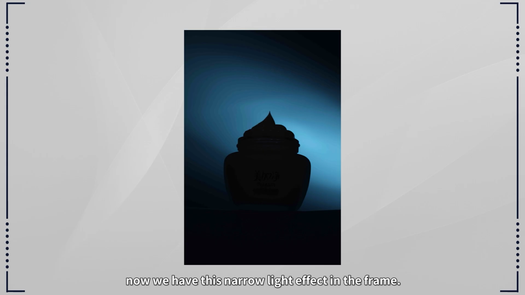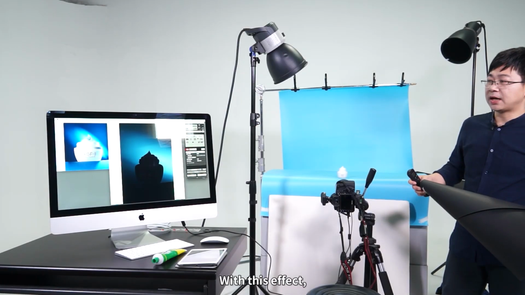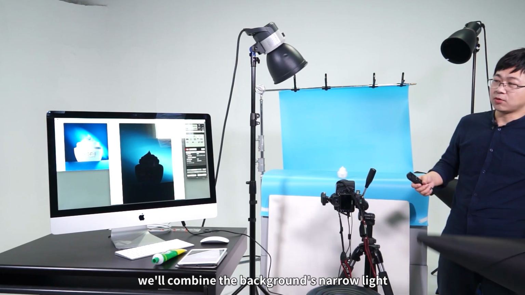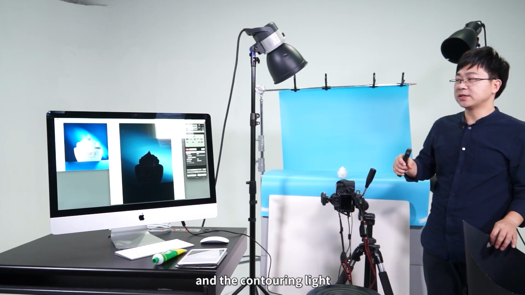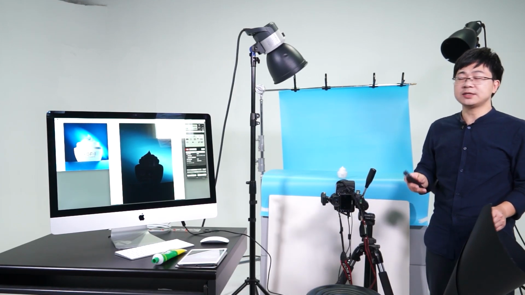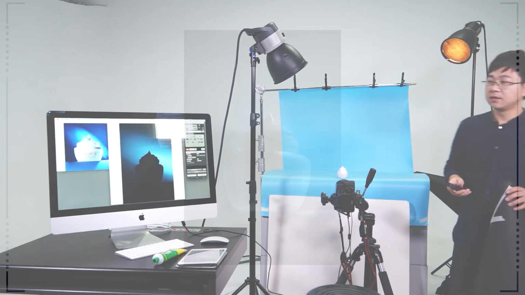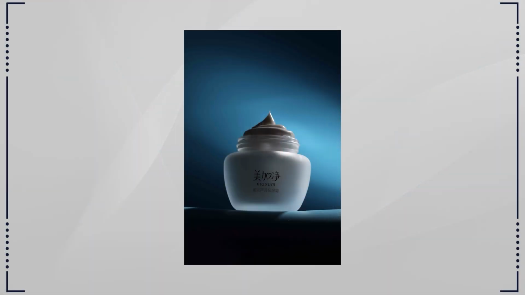Alright, now we have this narrow light effect in the frame. With this effect, we'll combine the background's narrow light and the contouring light on the right side to see their combined effect. Now we have the narrow background light and the contour light from the right side.